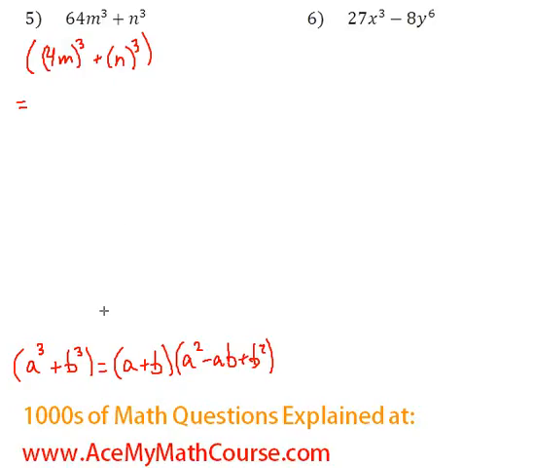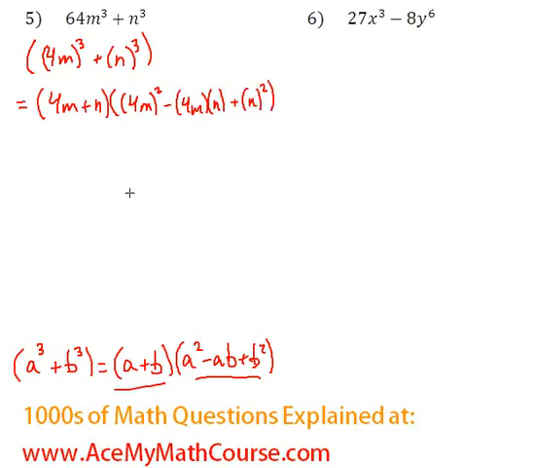Okay, so just like we have it here, we have a plus b, so the first term plus the second term, times a squared, so 4m squared, minus the first term times the second term, plus the second term squared.